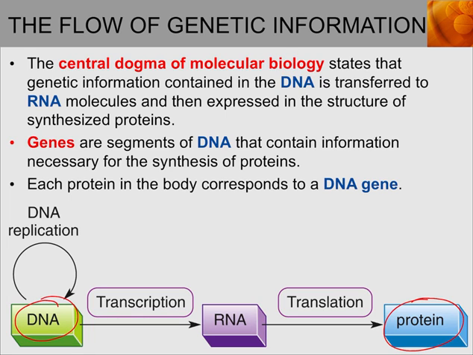So DNA has segments called genes that contain information necessary for the synthesis of proteins. Each protein actually corresponds to a DNA gene. Now, DNA first has to go through something called RNA before the proteins are synthesized. So DNA transcribes its information into RNA, and then RNA translates its information into a protein. This is the process that we're going to cover in this chapter.